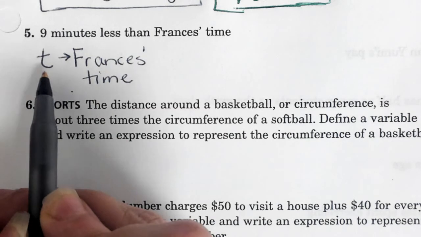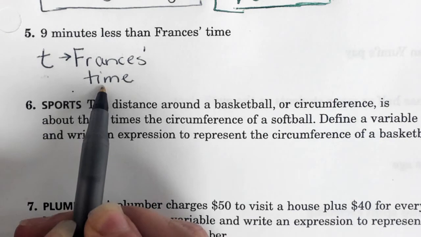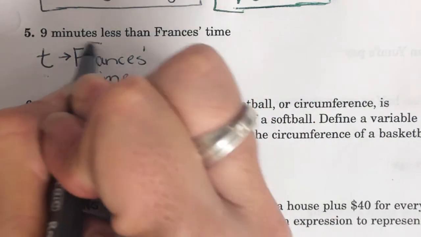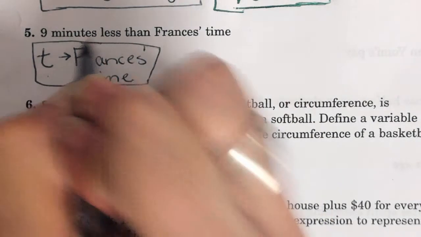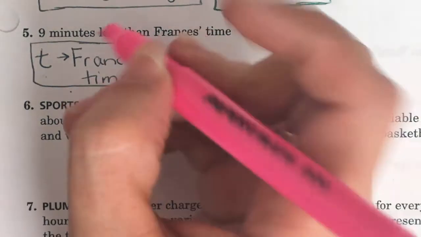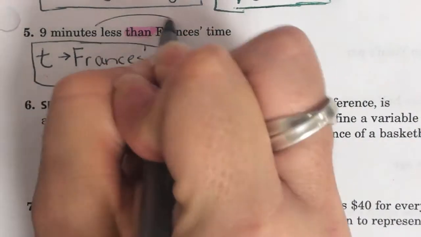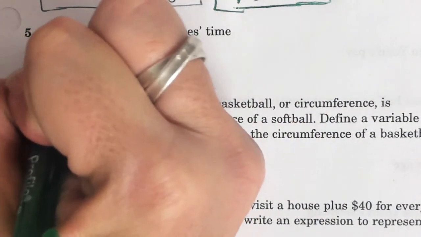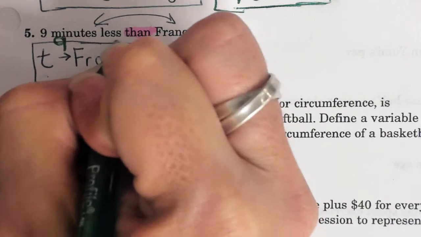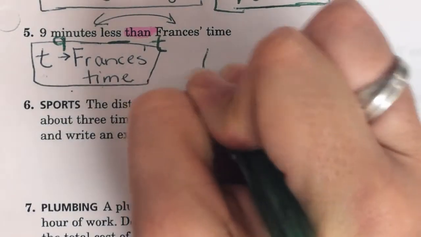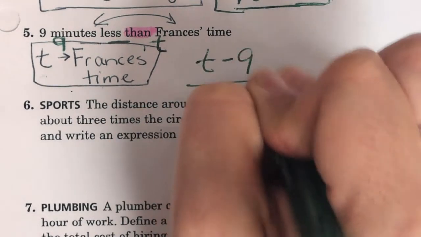Okay. Now, I did a T for Francis's time. You could have done an F for Francis's time. It does not matter. Okay. There is the word then. I almost missed it. Okay. So y'all see 9 minus. Less than would be the minus part. T. And then flip it. You got it.